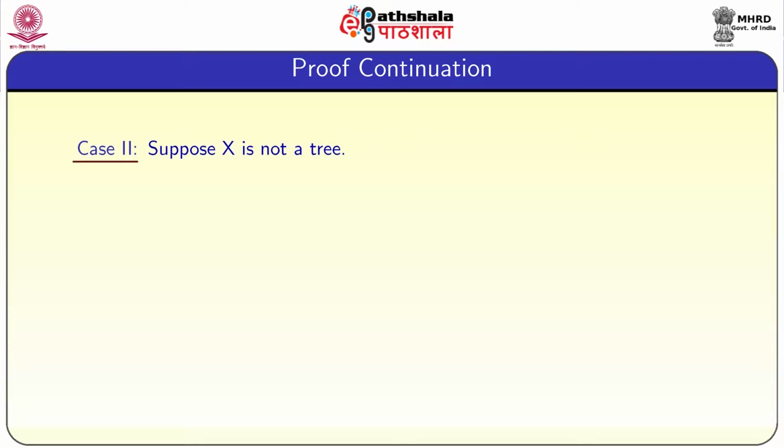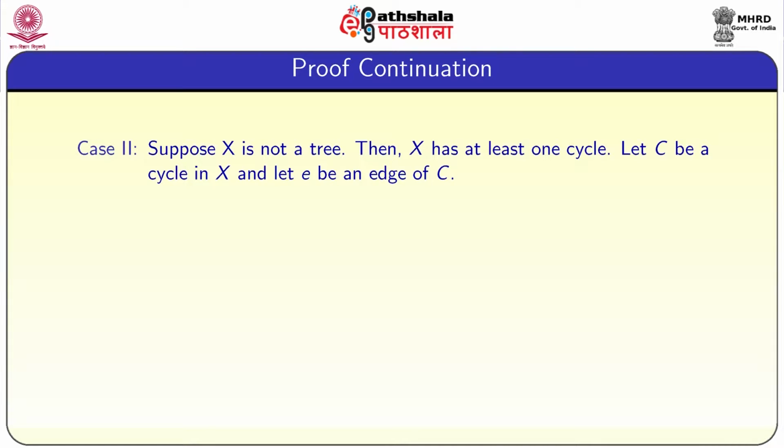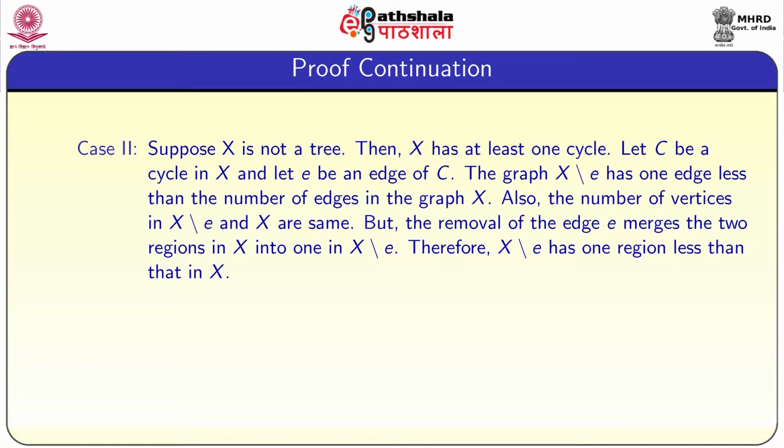Case 2, suppose X is not a tree, then X has at least one cycle. So, let C be a cycle in X, let E be an edge of C. The graph X minus E, obtained by deleting that edge from X, has one edge less than the number of edges of the graph X. Also, the number of vertices in X minus E and X are the same, but the removal of the edge E merges two of the regions of X into one in X minus E.